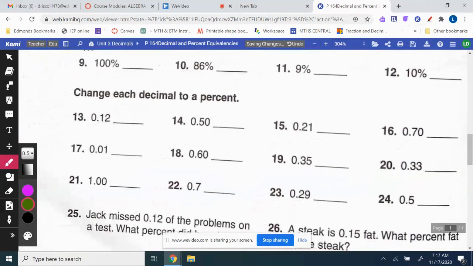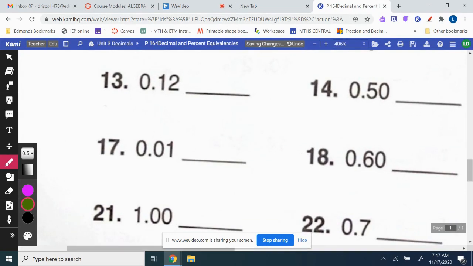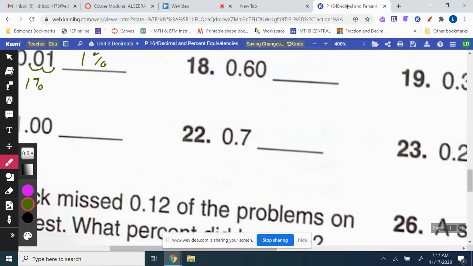Now we're going to go from percents. So let's take a look at number 17. So again, I can write this as a fraction, as 1 over 100, and I know that is 1%. Or I can move my decimal 2 places, 1, 2, and add my percent, and I get 1%. Let's try number 22. I'm going to move it 2 places. 1, 2. And now I have 70%. Or I could think of this as 7 out of 10, and I need to get to 100, so that'd be 70 over 100, or 70%.